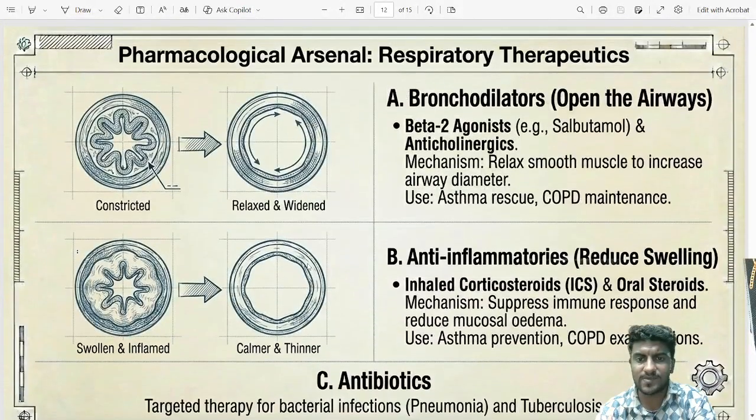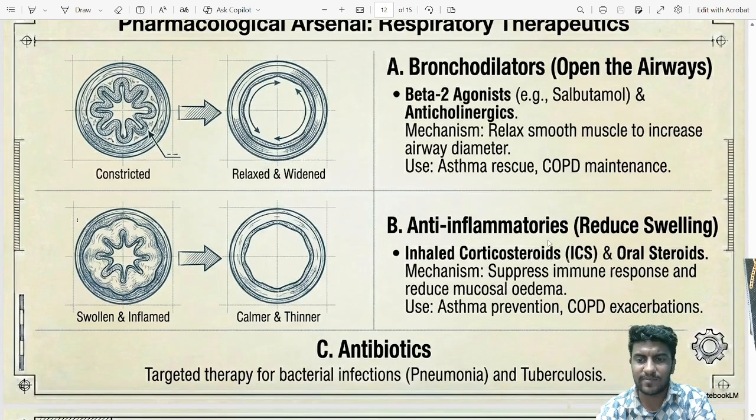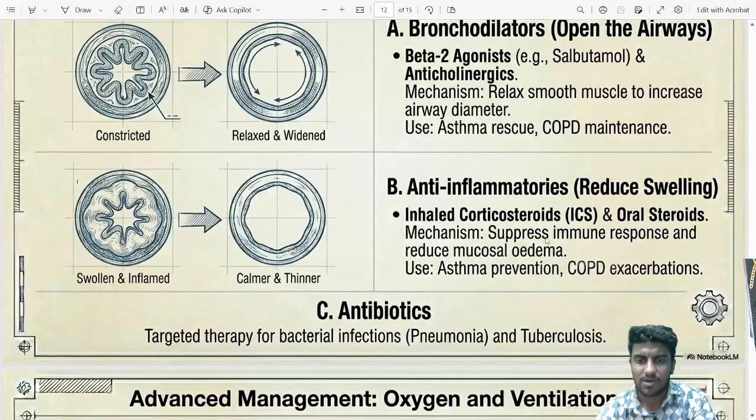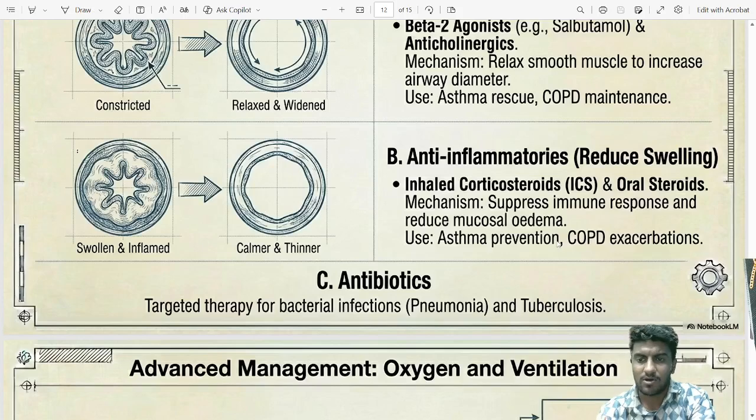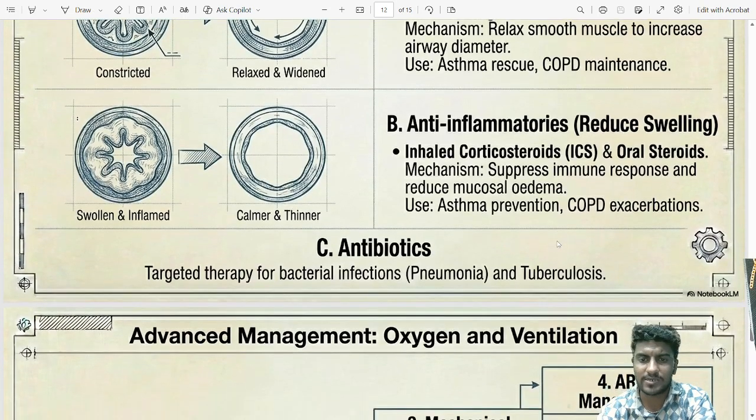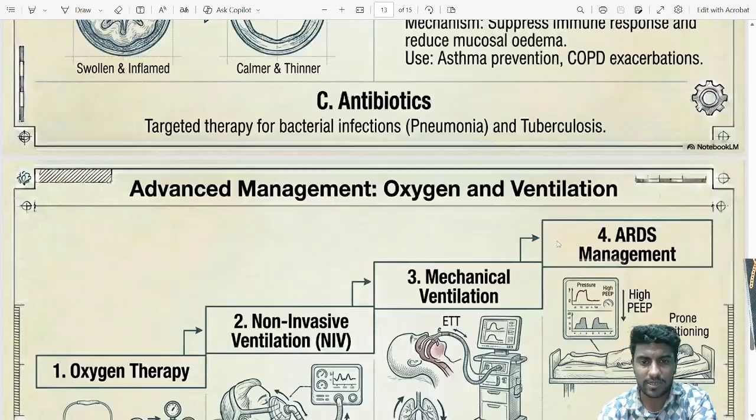So bronchodilators, you have beta 2 agonists, anticholinergic agents that are useful for COPD maintenance and asthma rescue. Then you have anti-inflammatory agents like steroids, oral steroids as well as inhaled, like budesonide, beclomethasone, they are inhaled. Oral you have prednisolone or dexamethasone, and all those are oral steroids.